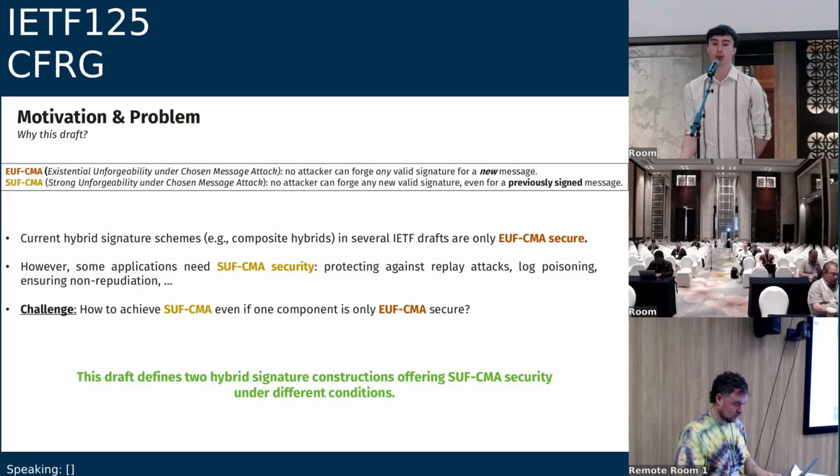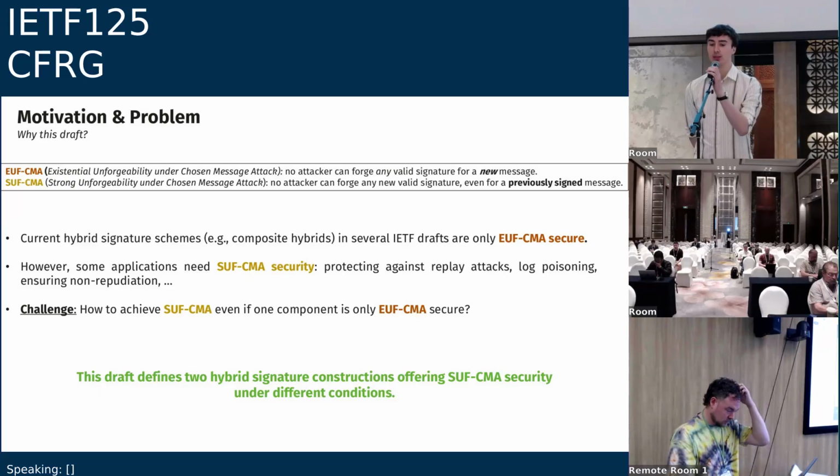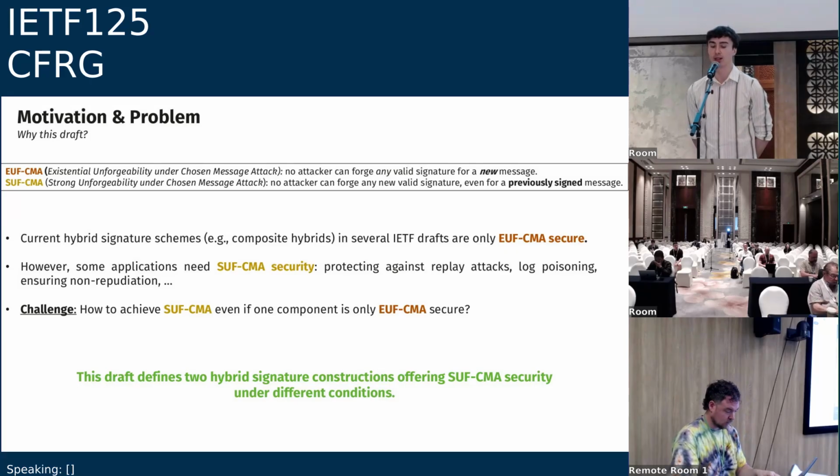However, in several real-world applications, we might need a stronger notion of security, for example, to prevent replay attacks. The challenge this draft tries to solve is how to achieve strong unforgeability, even if one component is only EUF-CMA secure. In this work, we define two hybrid signature constructions which offer strong unforgeability under different assumptions. In the next slide, I will present the two constructions defined in the draft.